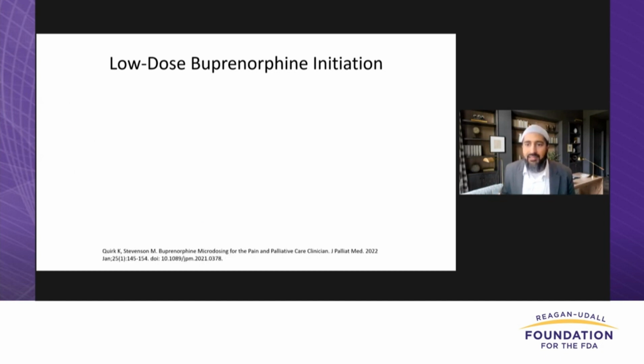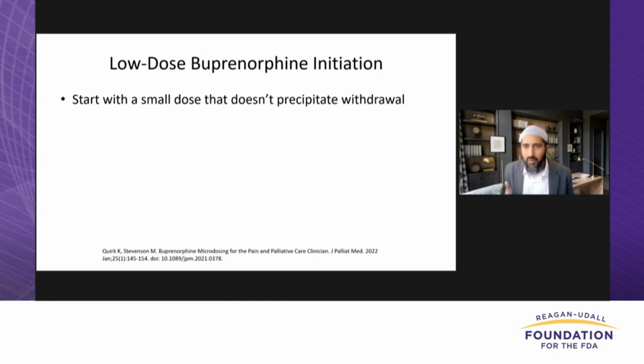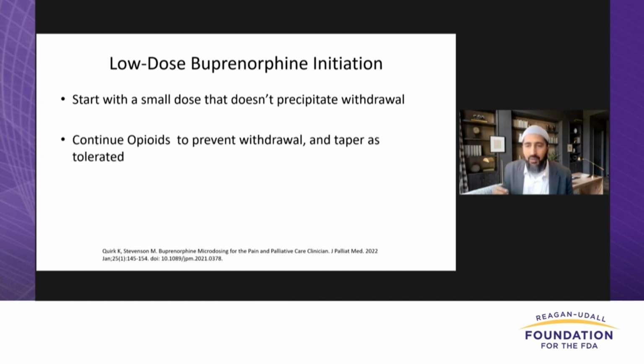On the next slide, just to talk a little bit about how low-dose buprenorphine initiation works. You start with small doses, which are considered 0.5 milligrams of sublingual buprenorphine or the buccal film equivalent, which is about 225 micrograms, or you use 20 micrograms per hour transdermal patches or less. Those are considered small doses. The second main point, and perhaps the most important point, is to continue opioids to prevent withdrawal. Opioids need to be at an adequate dose to prevent withdrawal.